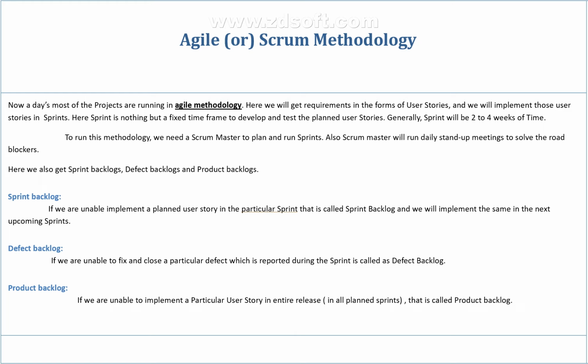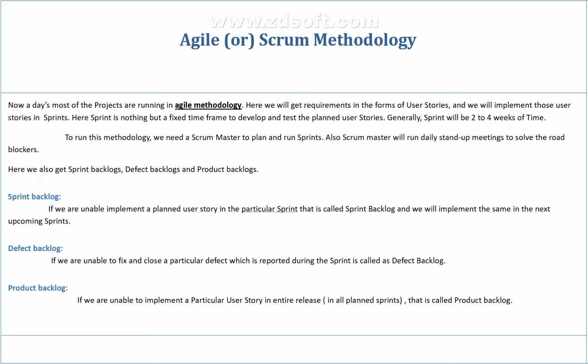Defect backlog. If we are unable to fix and close a particular defect which is reported during the sprint, it is called a defect backlog. Here, the application or that particular piece of code is completed and tested by testers, but it came up with an issue or bug. That bug should be fixed within the sprint. If that is not done within that sprint, that is called defect backlog.